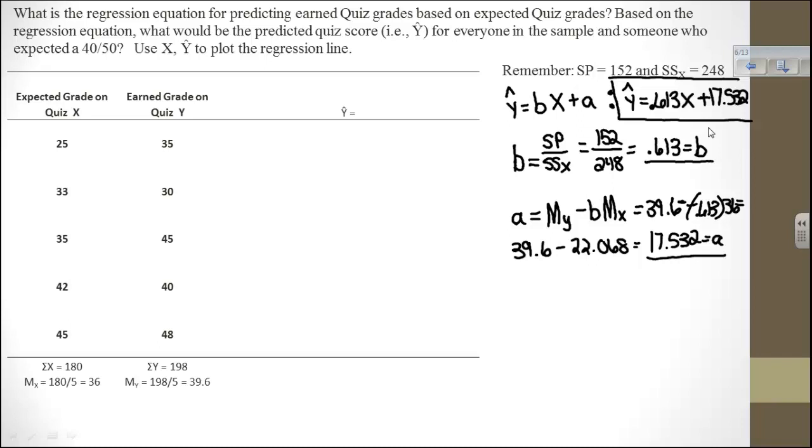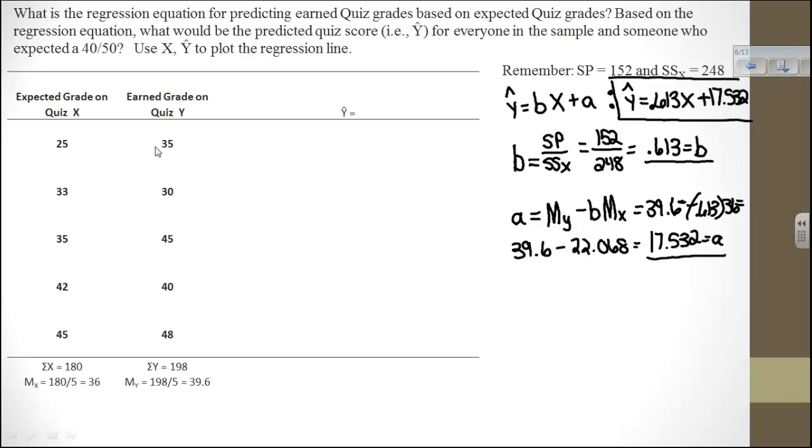Now keep in mind, these little Y hats that we're going to use are not going to be identical to the actual values here because our correlation wasn't perfect. There was some error. Okay, so we're always doing inferential statistics, extrapolating this to the population. Based on this, and we don't know if it's significant yet, but we'll get there, what would we think somebody would actually earn on the quiz if they thought their grade was a 25 in the population? So let's use this regression equation.